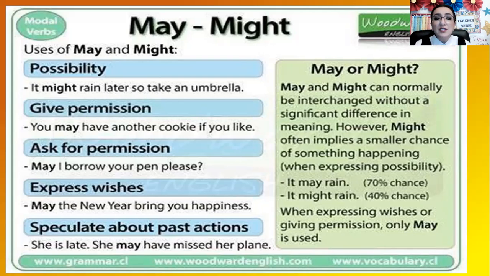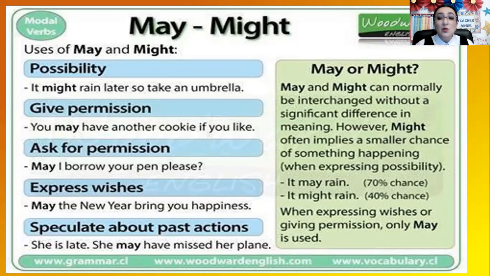Or if you want to ask for permission, may I borrow your pen, please? If you want to give permission, or if you are going to ask for permission, may I borrow your pen, please? Also, you are going to be making use of may and might when you are going to be expressing some wishes. For example, may the new year bring you happiness. That's cute. You are expressing some wishes.